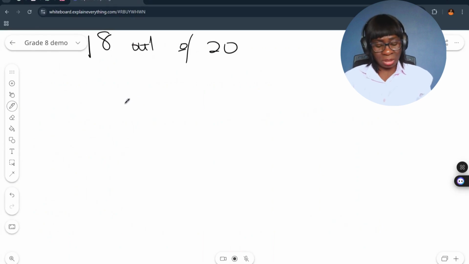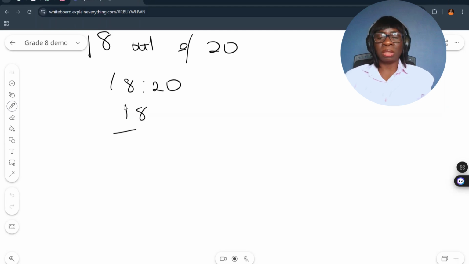So what is the correct? The correct is 18. So that will be 18:20. Or you can also say 18/20. So if you say 18/20, then we can simplify it. What will go in both? 2. 2 will go in 18 how many times? 9 times, and 2 will go in 20 how many times? 10.